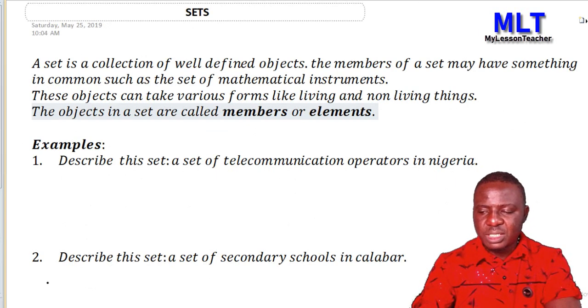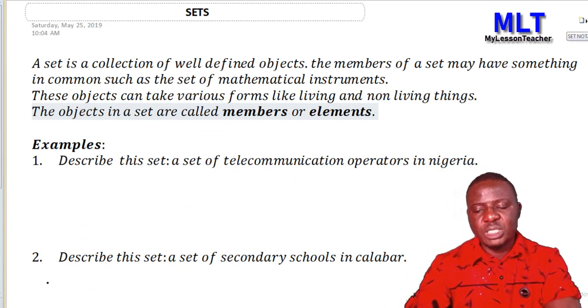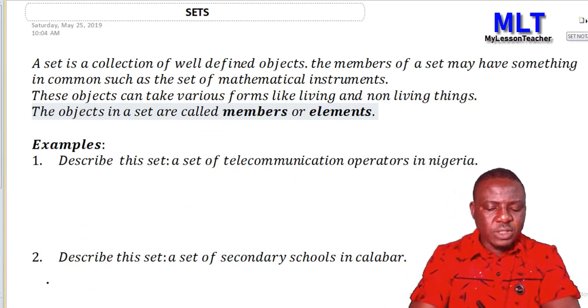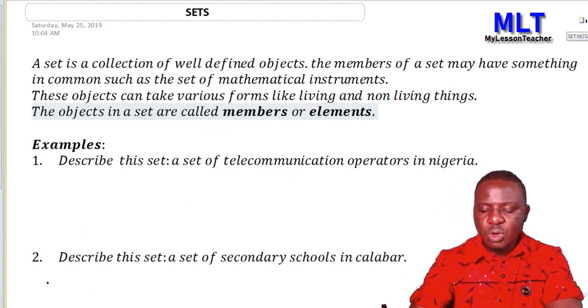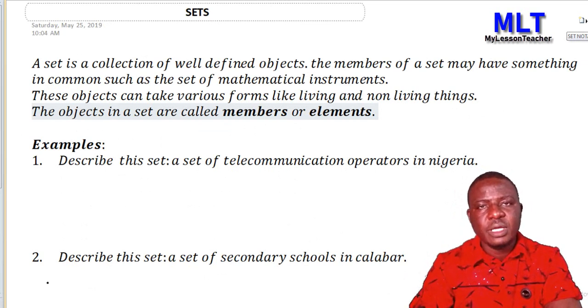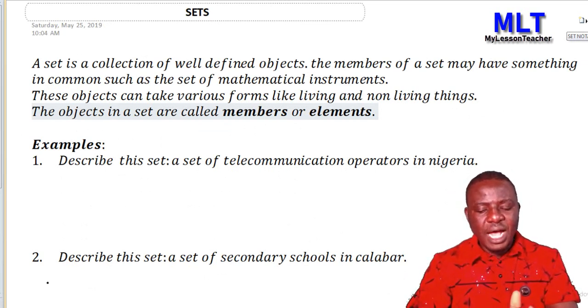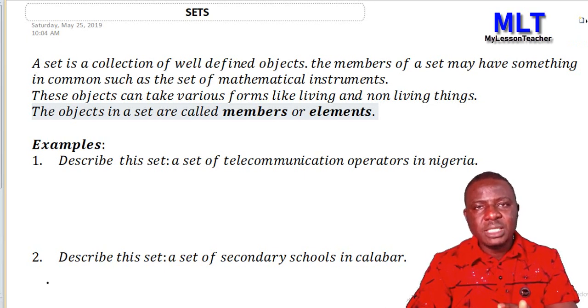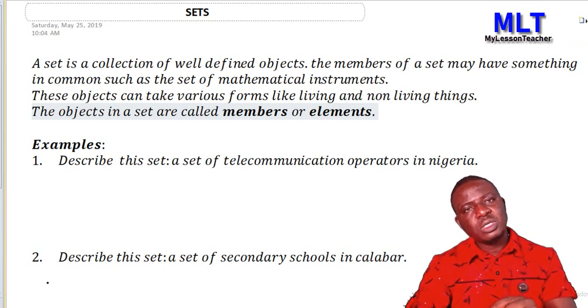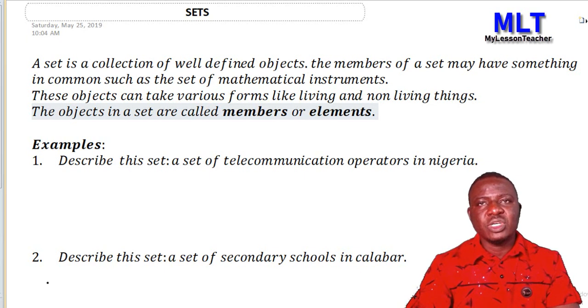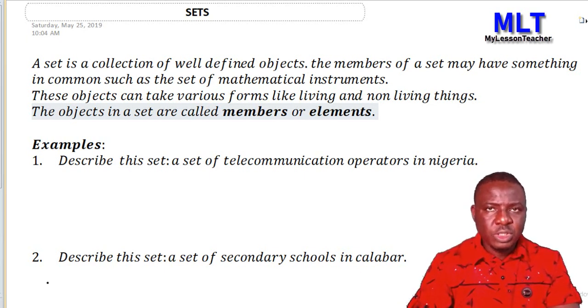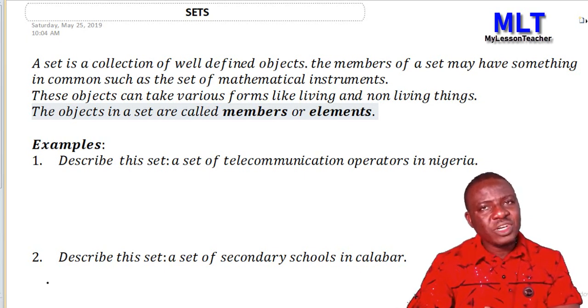Now, I have defined a set as a collection of well-defined objects. Example, you may be asked to describe this set: a set of telecommunication operators in Nigeria. In Nigeria, we have so many of them. And if you are asked to list this particular set, we have MTN, Globacom, Etisalat, Airtel, and so many of them. Now, I didn't mention those that are not operators in Nigeria. In as much as they are called telecommunication operators, so long as they are not in Nigeria, that differentiates them from the telecommunication operators we have in Nigeria.